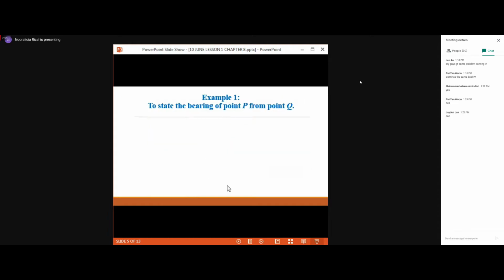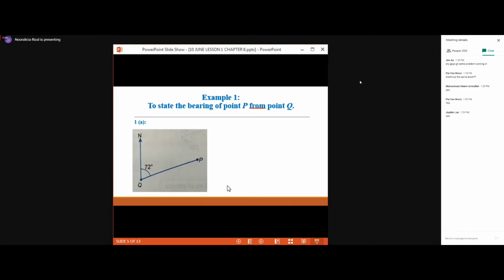Yes. All right. Now state the bearing of point P from point Q. So this is going to be a little bit different kind of example. I already highlighted the word from. So in your mind, you should know you're at Q. So this is your diagram. I think you can do it if you understand. It's still a similar kind of question.